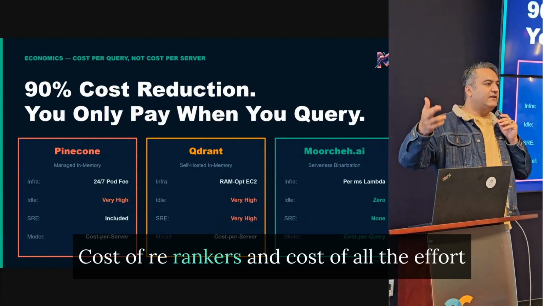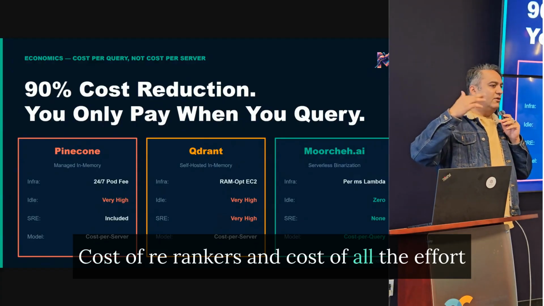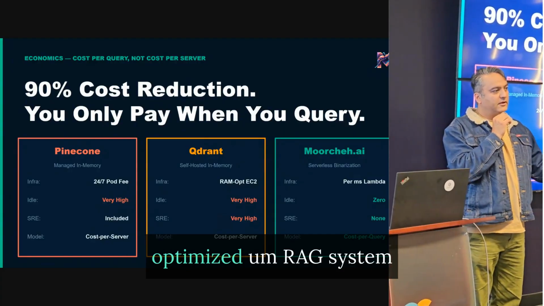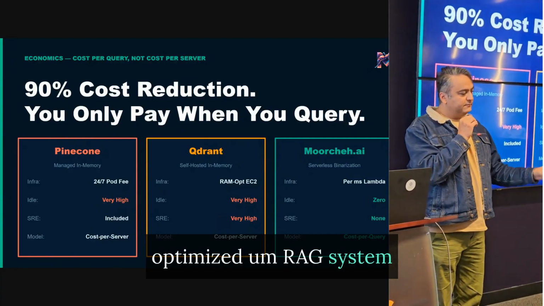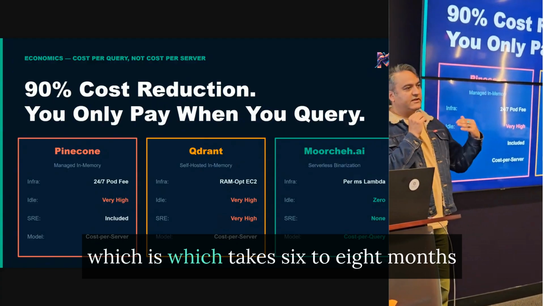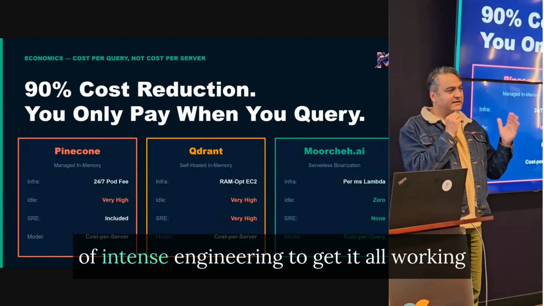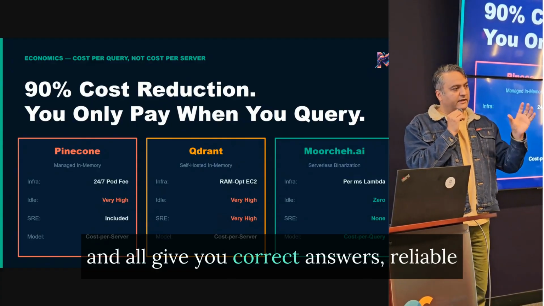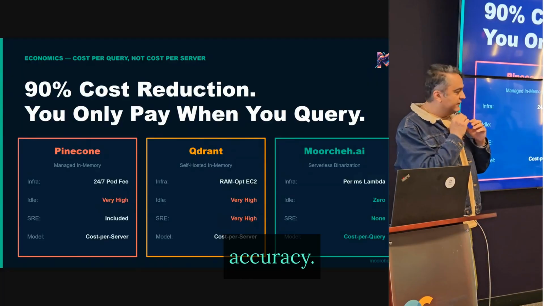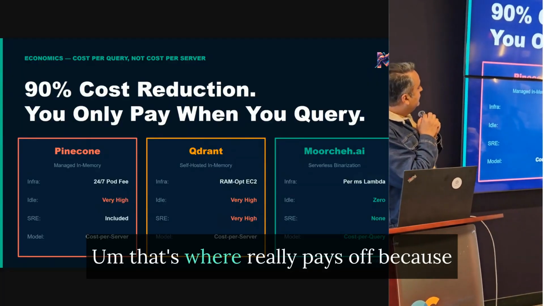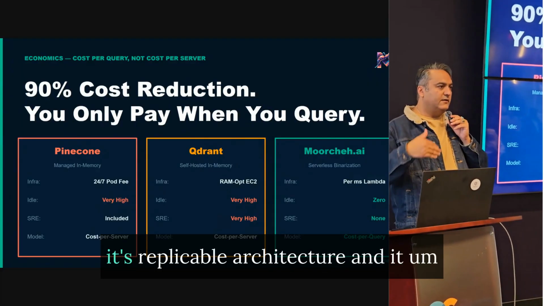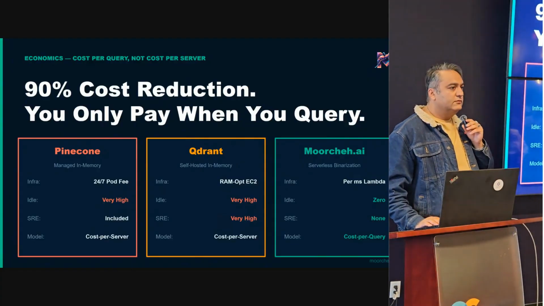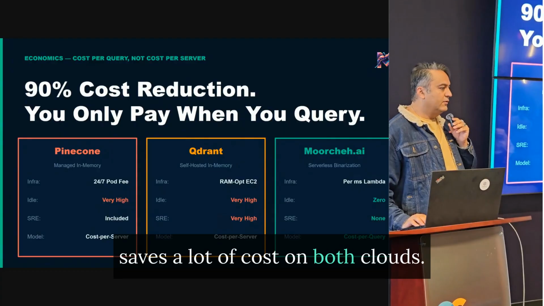cost of re-rankers and cost of all the effort that has to go into building a fully optimized RAG system, which takes 6 to 8 months of intense engineering to get it all working and give you correct, reliable accuracy. That's where moorcheh really pays off, because it's a replicable architecture, and it saves a lot of cost on both clouds.